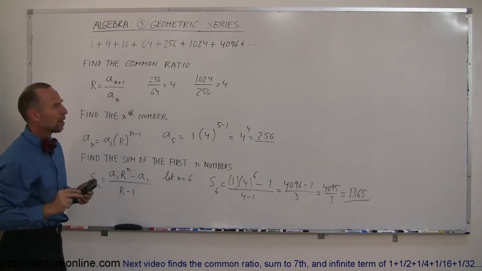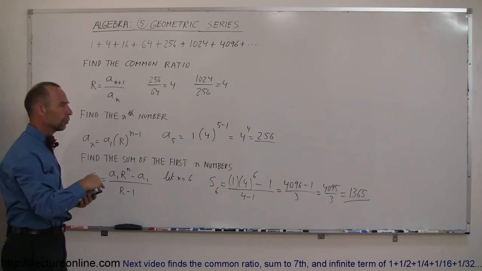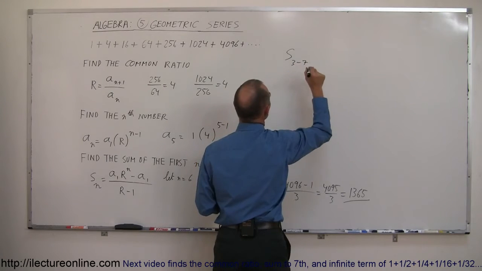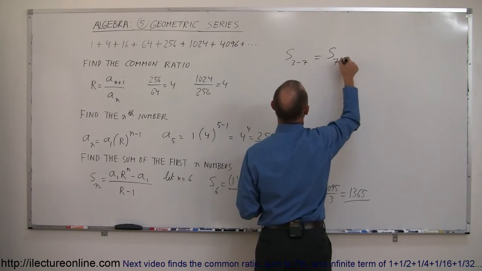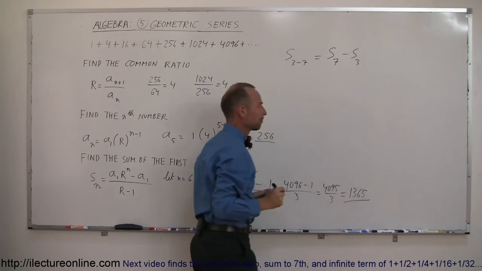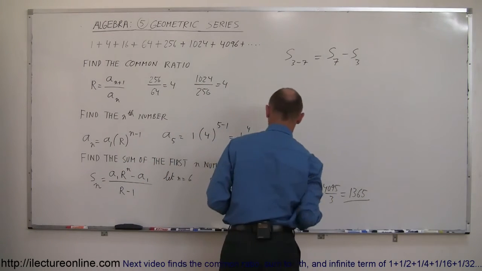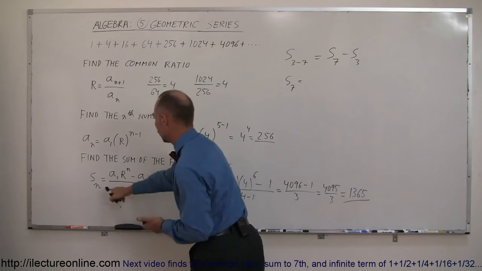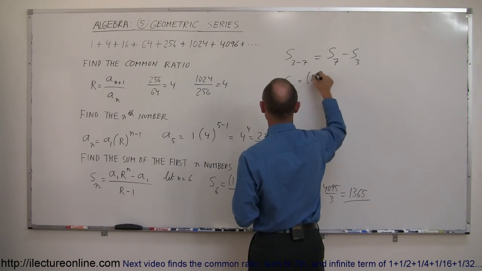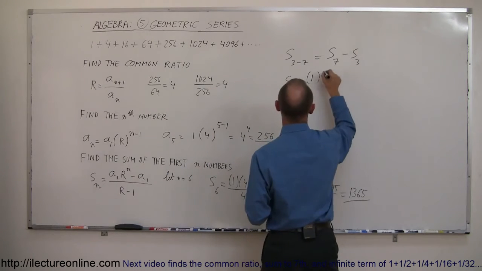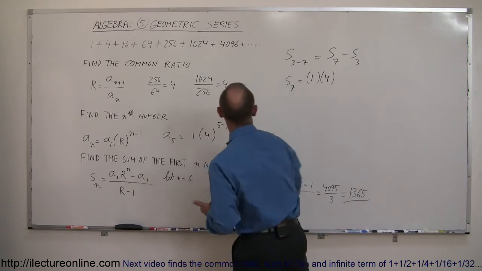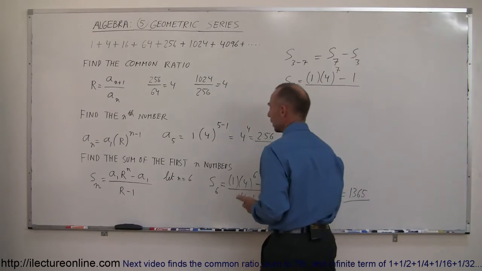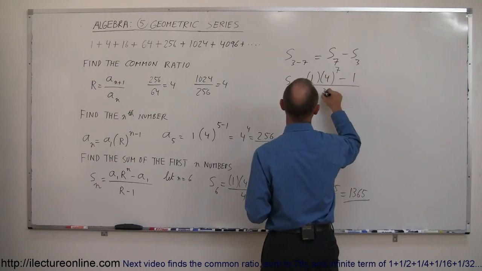All right, what if we wanted to find the sum of the third term through the 7th term? So the sum of 3 to 7. Well, that is equal to the sum of the first 7 minus the sum of the first 3. So let's find the sum of the first 7. Using this equation, we get the first one times the common ratio 4 raised to the 7th power minus the first one, 1, all divided by the common ratio minus 1, which is 4 minus 1.